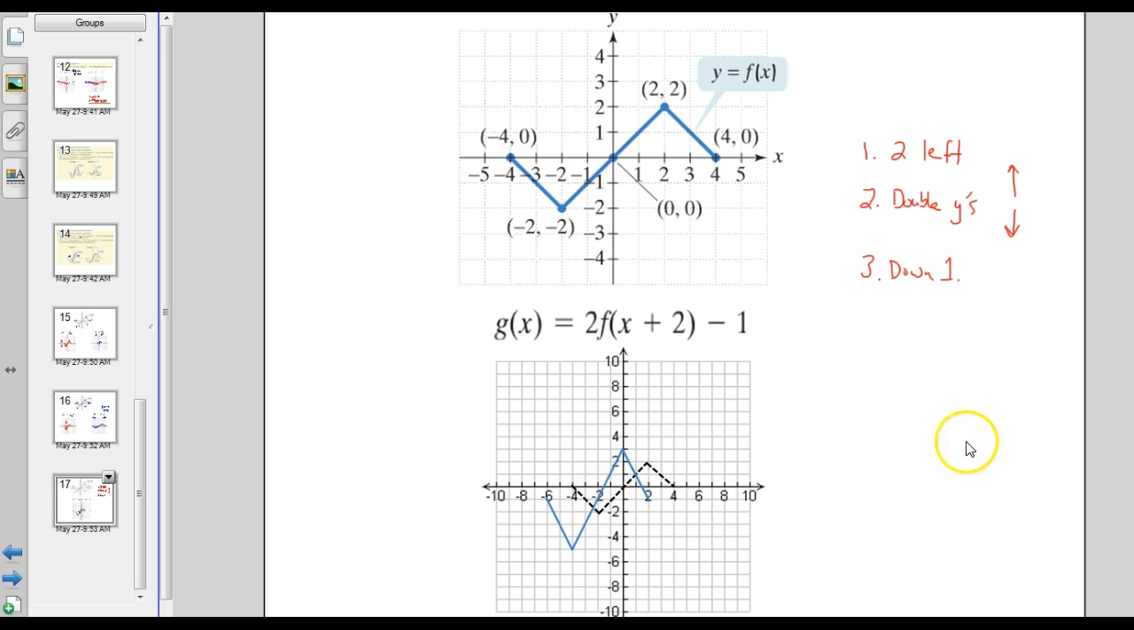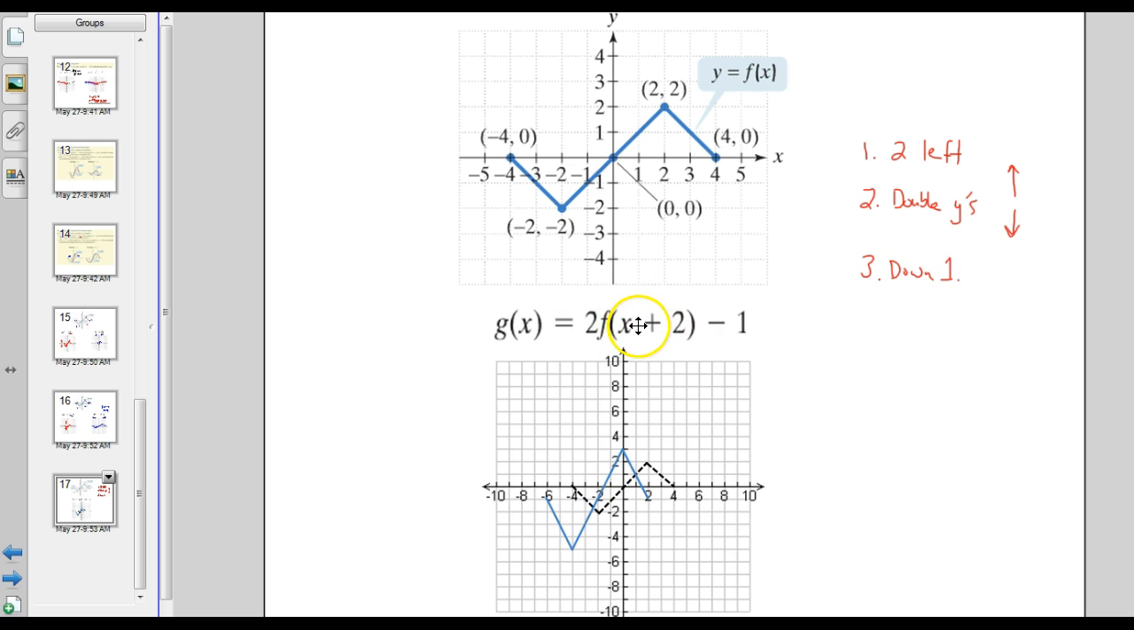Okay. So anyway, there's a generic function, which means a function where we don't even know what the original base function was. We just know what it looked like. And we can still shift it and move it around if we understand what all these different things do.